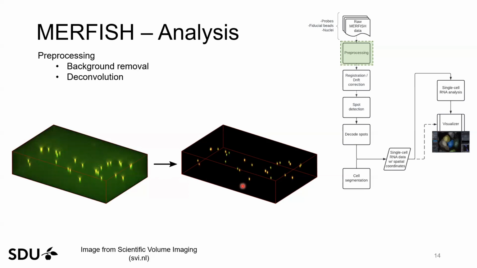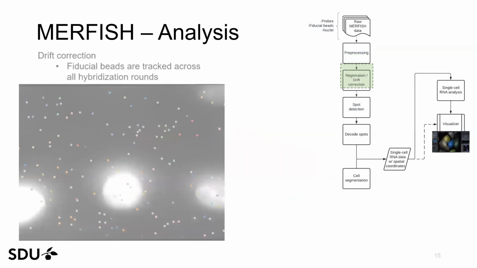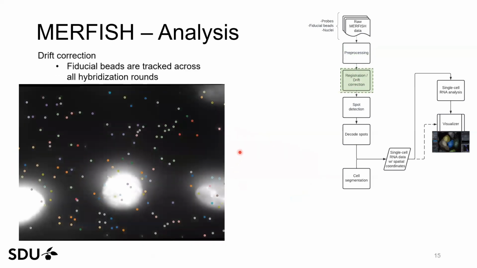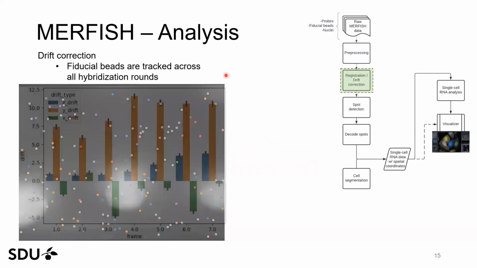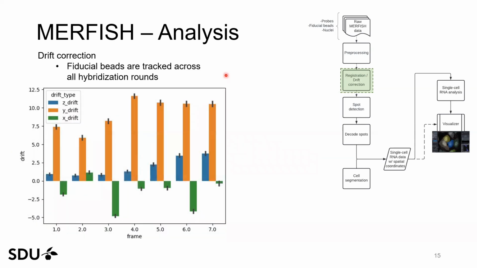So once the data is nice, we can move on and, for example, do this drift correction I talked about. We use these beads and track them all throughout these hybridization rounds in 3D, and then we can correct the images afterwards. So you can see there's a bit of drift here, and then we can calculate some very basic statistics for it and apply a correction to the drift that happens.